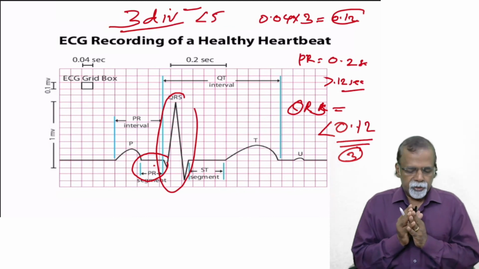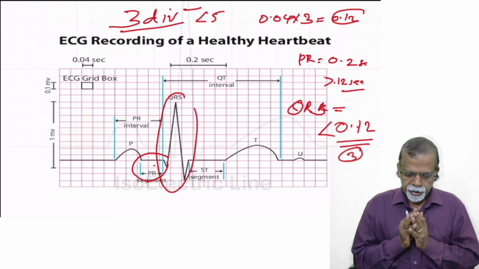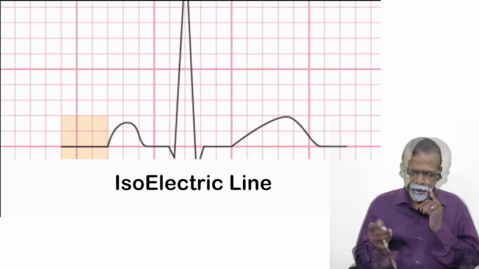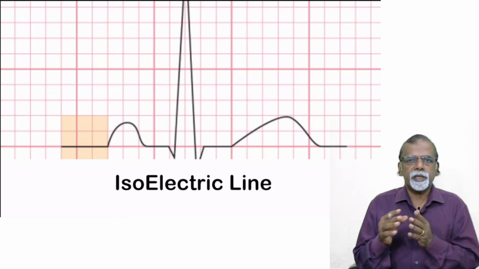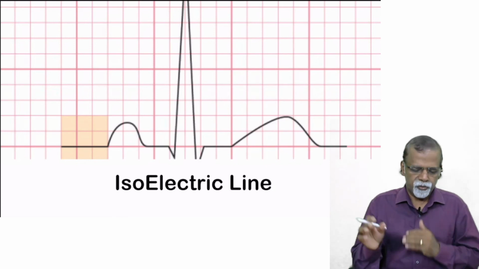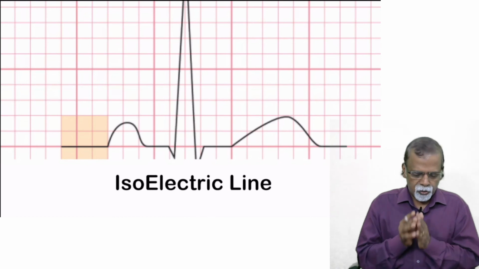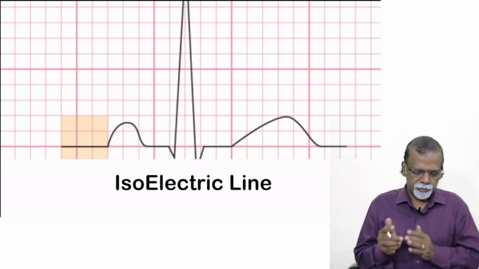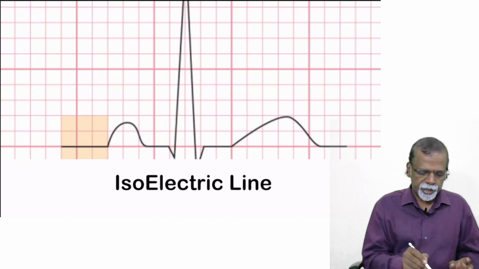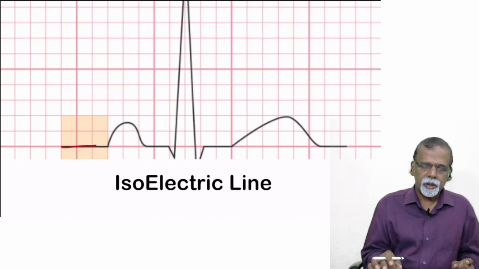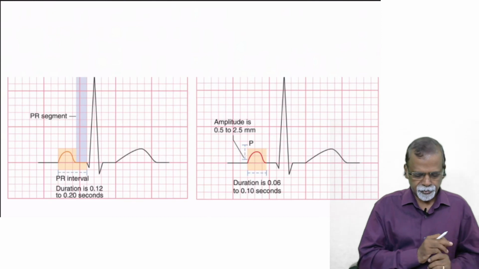We will remember the duration of the P and other things. The normal P will be discussed in detail when we discuss the various waves. We spoke about the concept of the isoelectric line. That is, when the stylus is moving and there is no electrical activity, that line is called the isoelectric line.